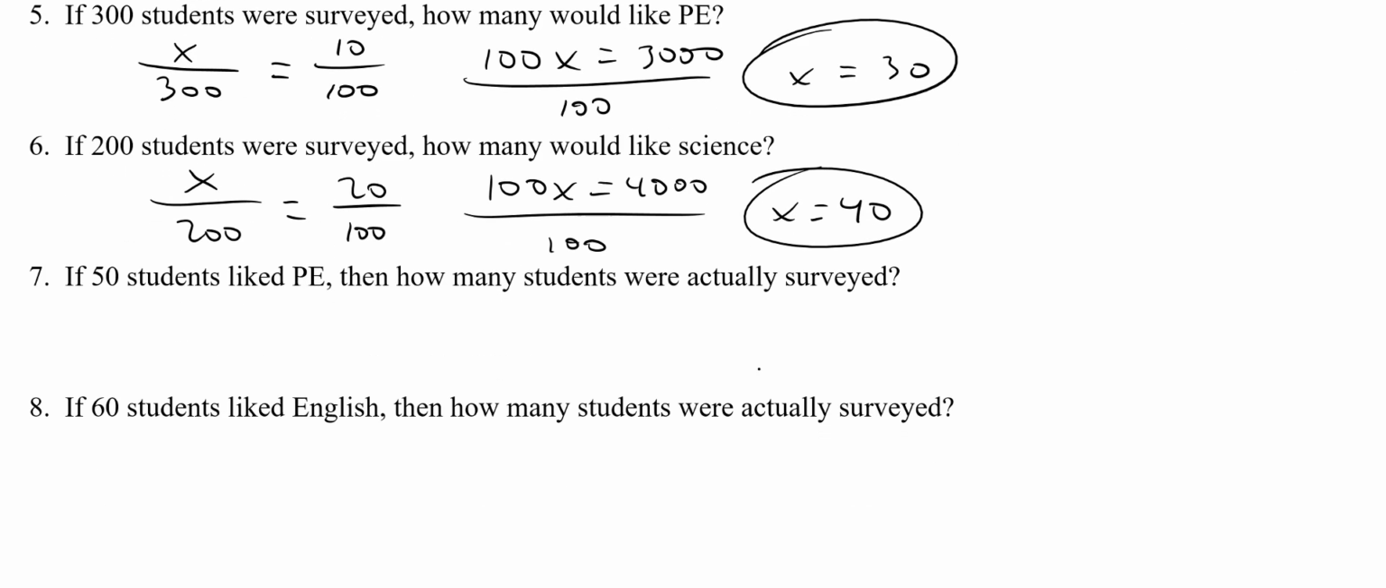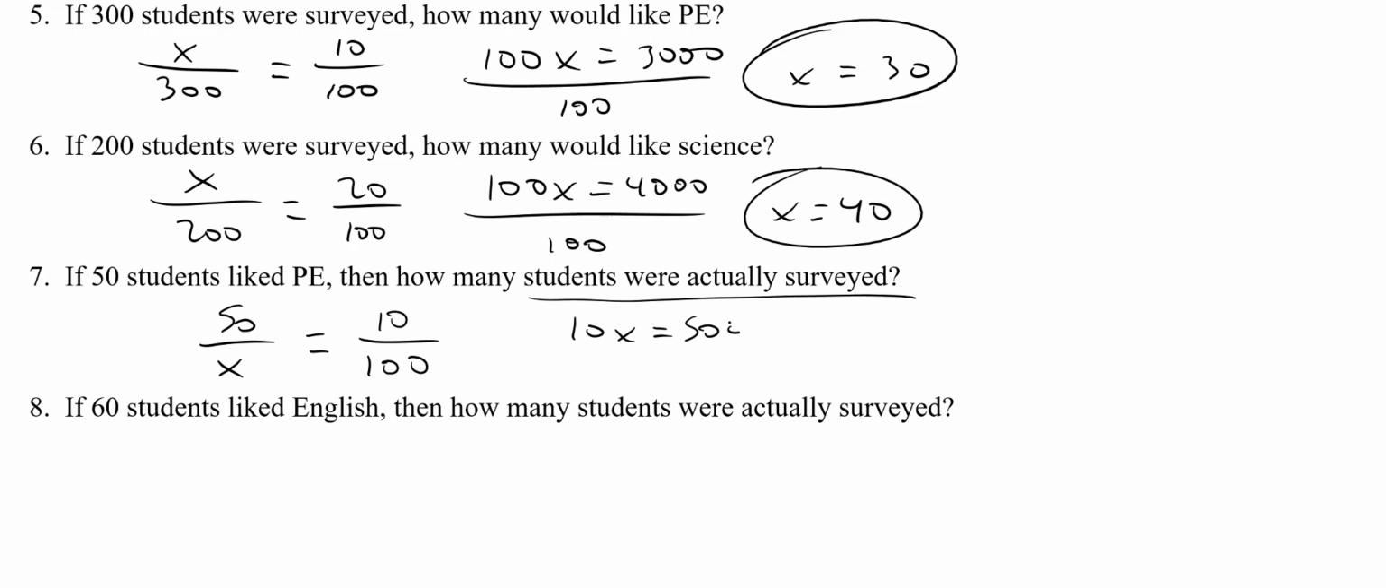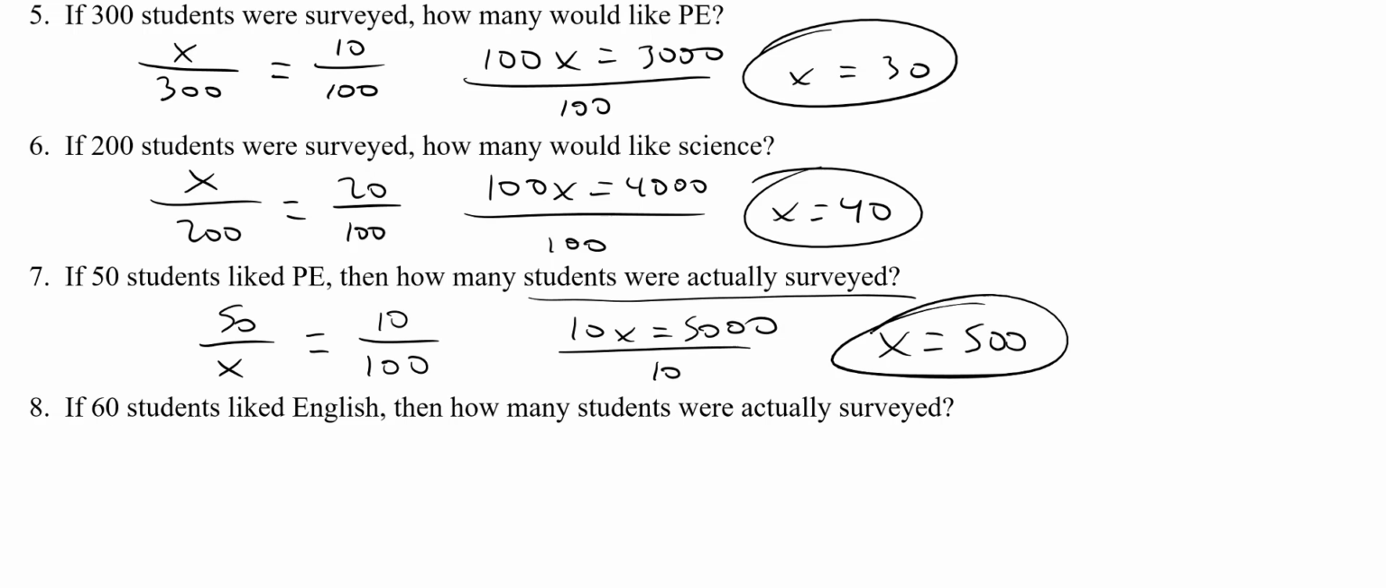Okay, and now these are different because now they're actually asking you how many were surveyed. So PE is 10 out of 100. Okay, and remember I'm saying 50 like PE, so 50 is on top, and I want to know how many students were surveyed, so that's on the bottom. So we cross multiply. 10x equals 5,000 divided by 10, x equals 500. So 500 kids were surveyed, in 10%, which is 50 like PE.